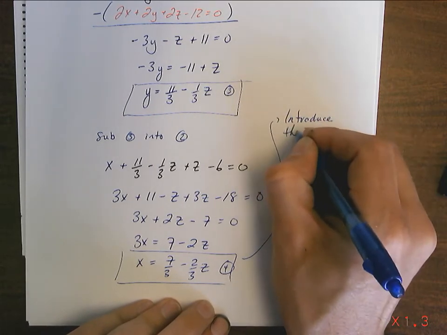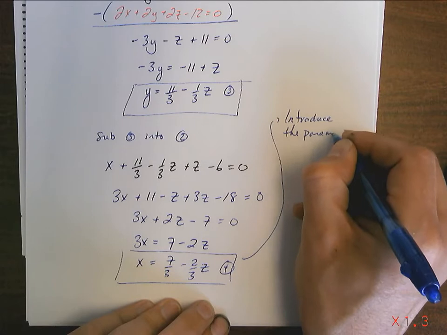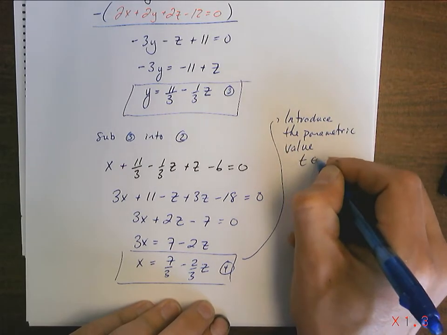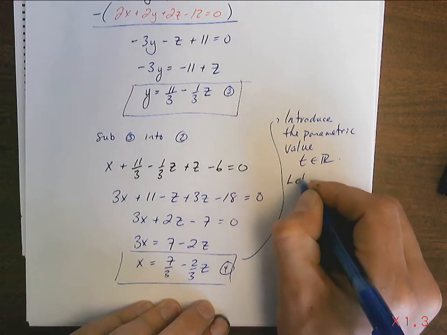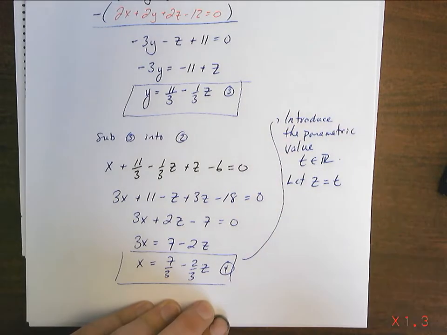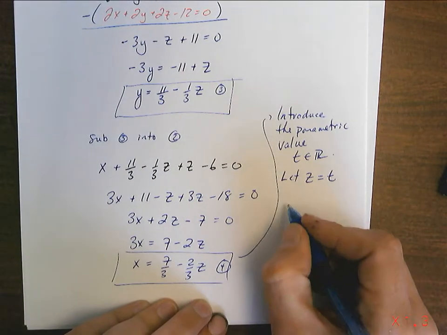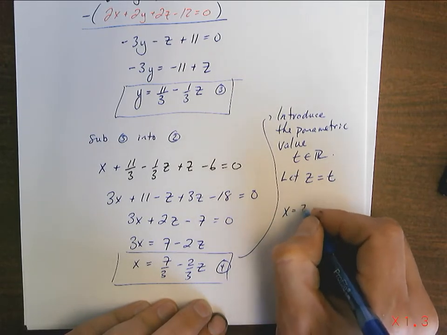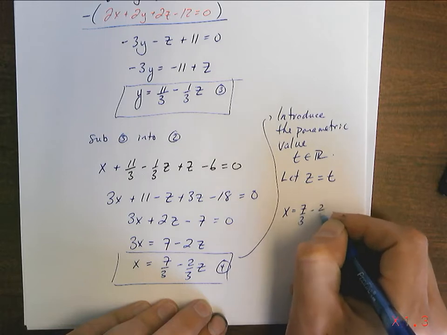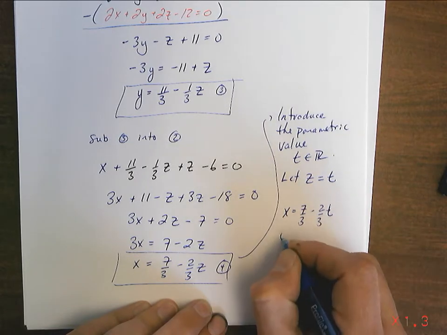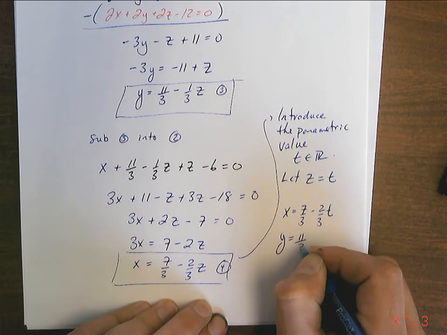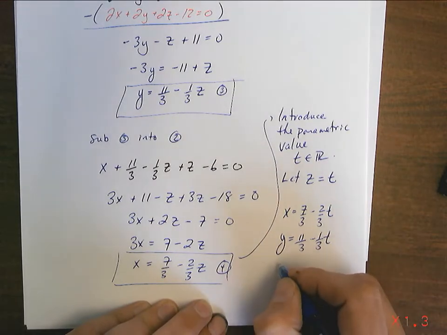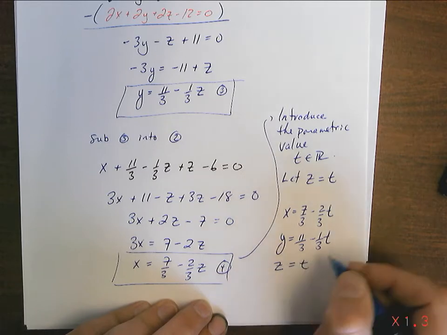the parametric value t, and you're going to let z equals t. And what that's going to do is give us very nice parametric equations. We're going to get x equals 7 over 3 minus 2 over 3t. You're going to get y equals 11 over 3 minus 1/3 t. And you're going to get z equals t.